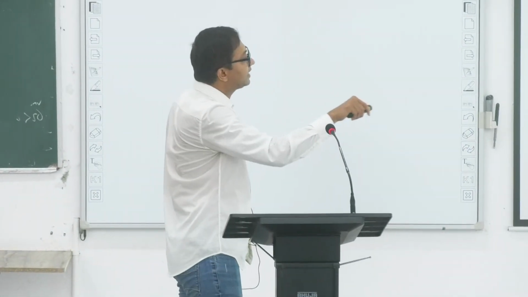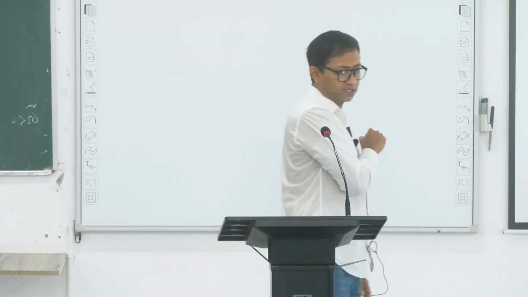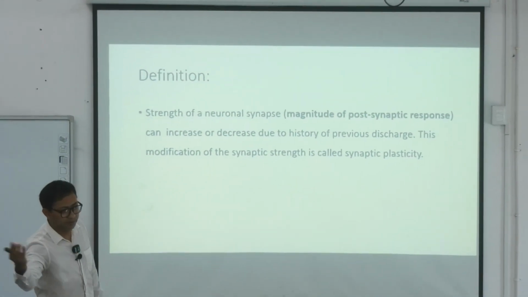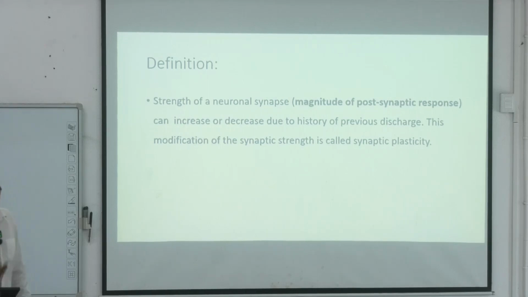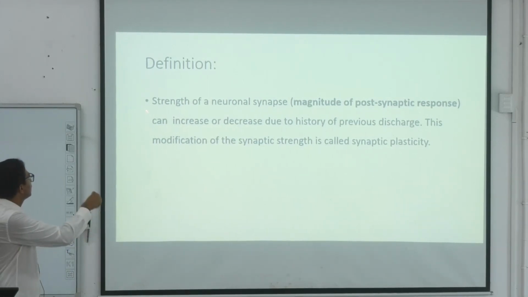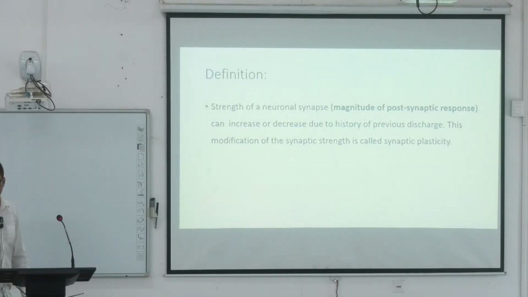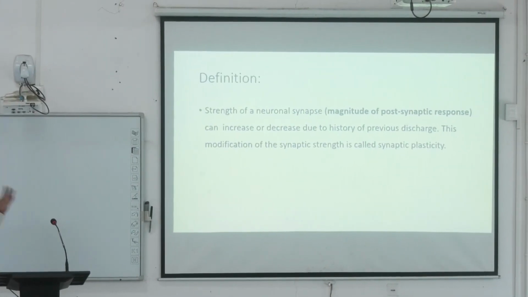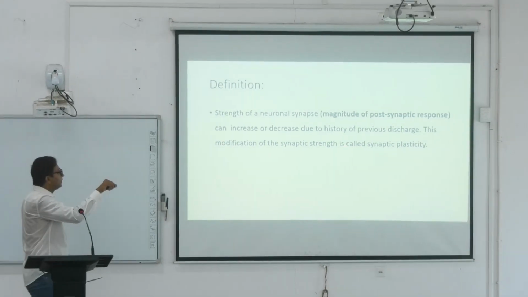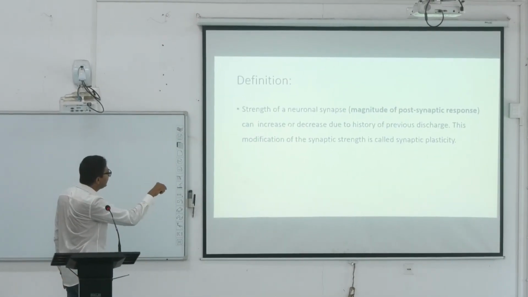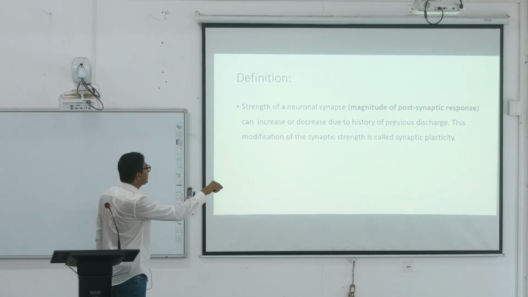So strength of a neuronal synapse, that is magnitude of postsynaptic response, মানে একটা নিউরনে অ্যাকশন পোটেনশিয়াল গেলে পরের নিউরনটা কতটা অ্যাক্টিভেট হবে, right? The amount of EPSP, the magnitude of EPSP, right? So the strength of neuronal synapse, magnitude of postsynaptic response কতটা হবে, that depends on the history of previous discharge, right? So strength of a neuronal synapse can increase or decrease due to history of previous discharge.